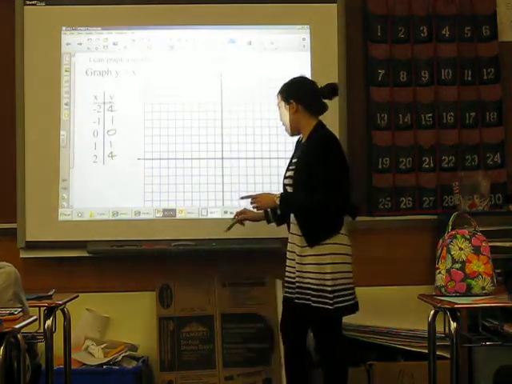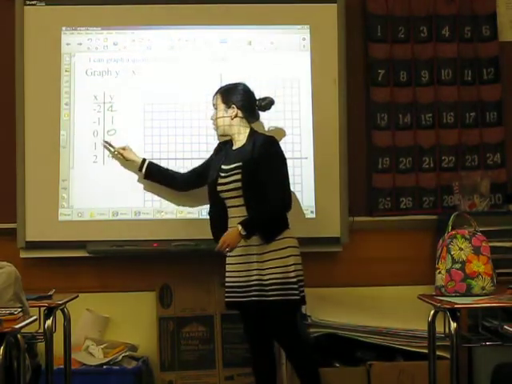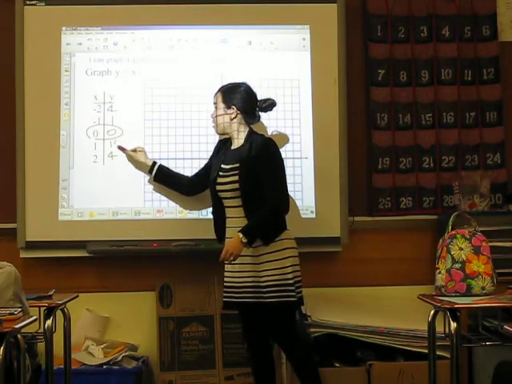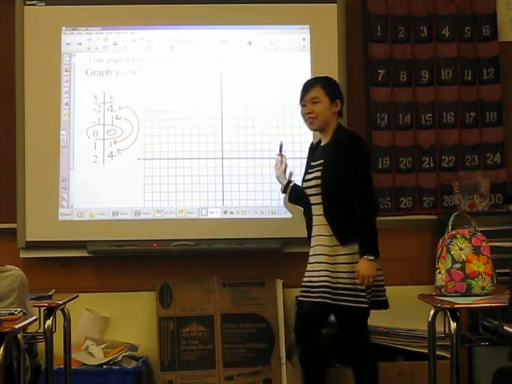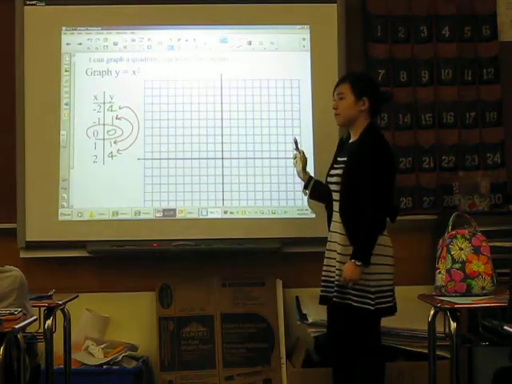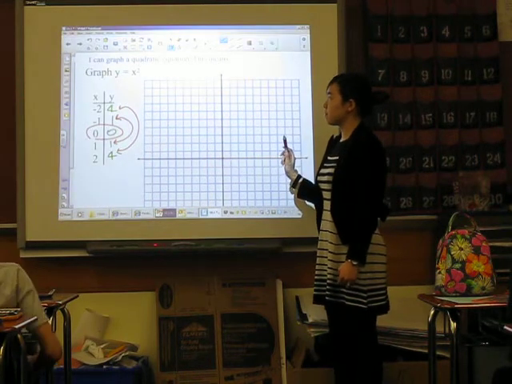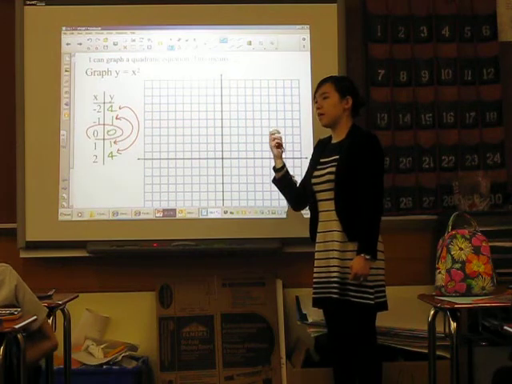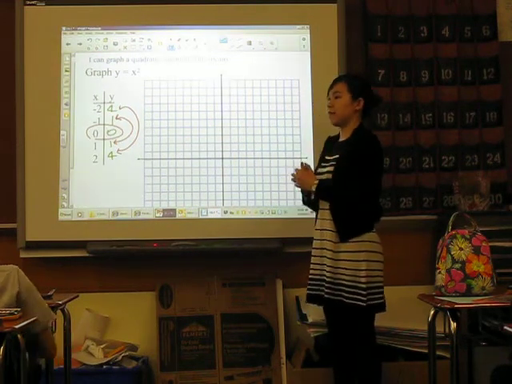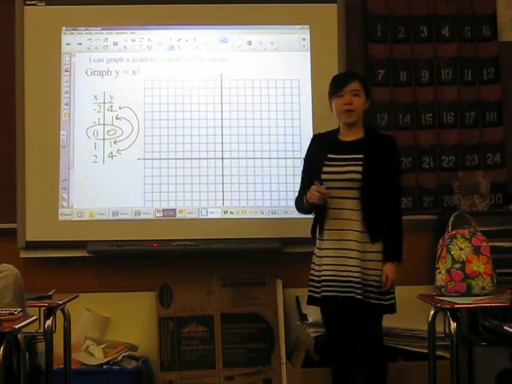Do you see any pattern in here? Yes, it will get the same y value, right? Negative times negative turns to positive. So let's plot the points.